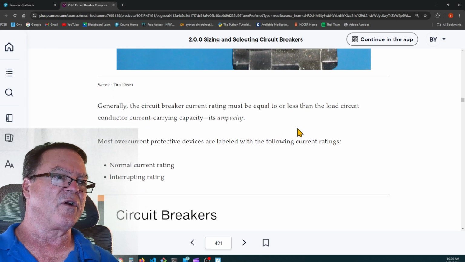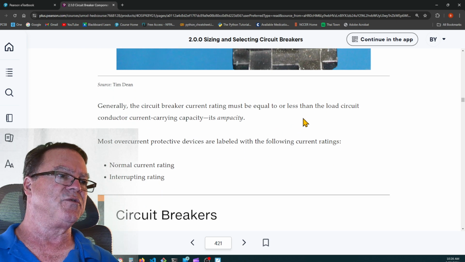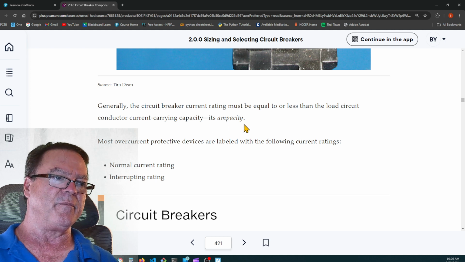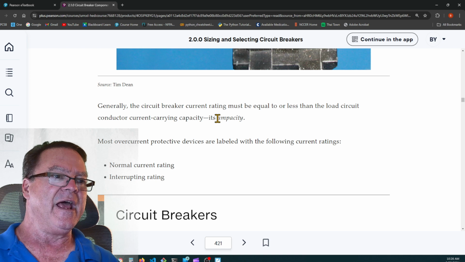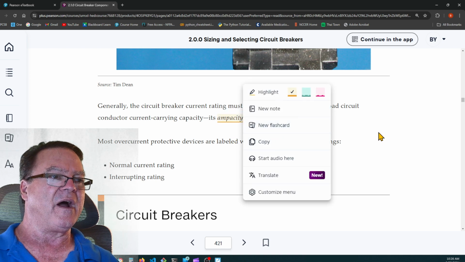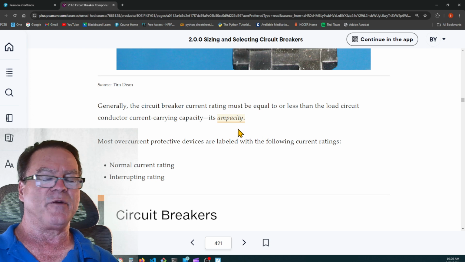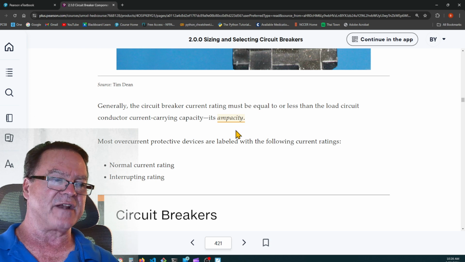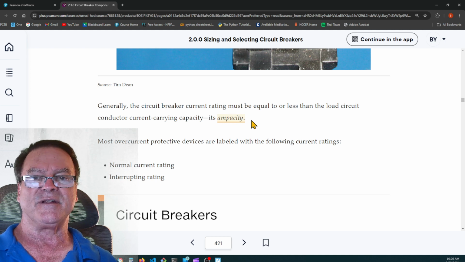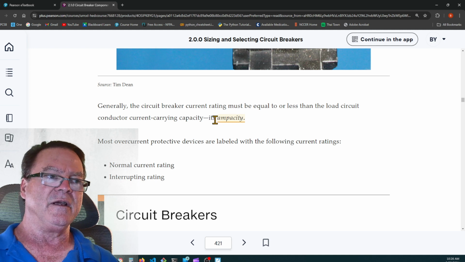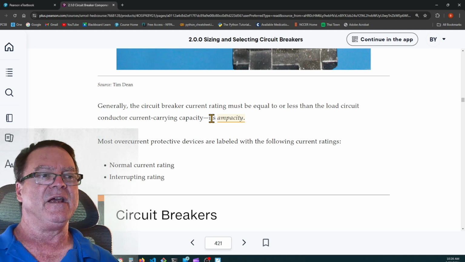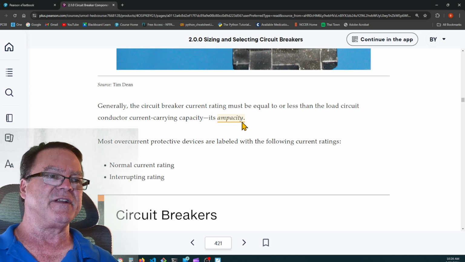Generally, the circuit breaker current rating must be equal to or less than the load circuit conductor current carrying capacity. It's ampacity. Ampacity, I was told, is a word that is coined by the National Fire Protection Association, or I should say the National Electrical Code. They took two words, ampere and capacity, and they mashed them together and made a portmanteau. They made a new word, ampacity. It's the current rating capacity of a conductor.